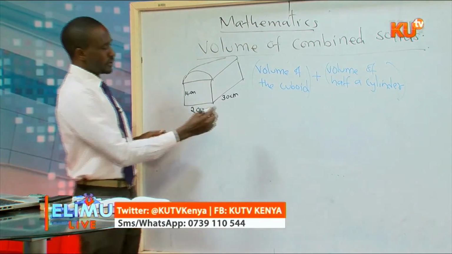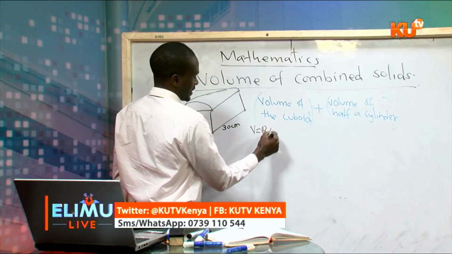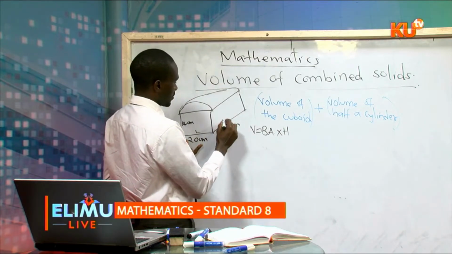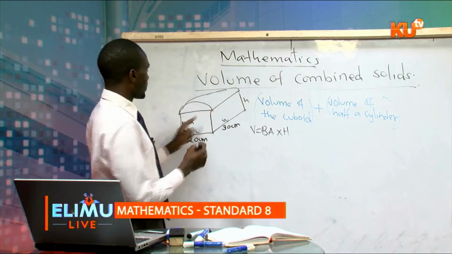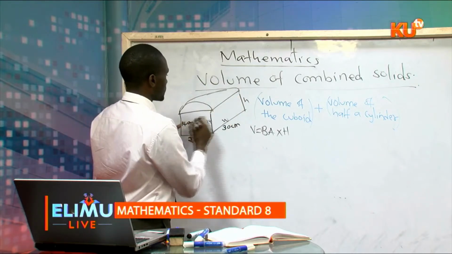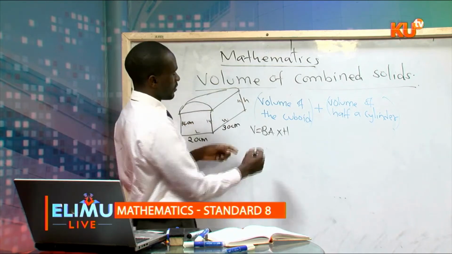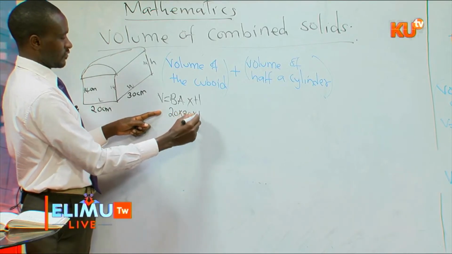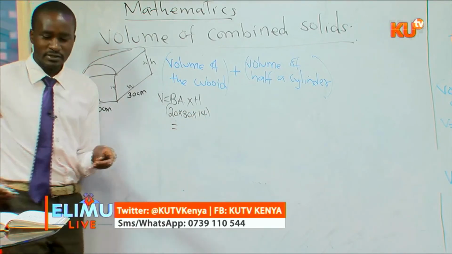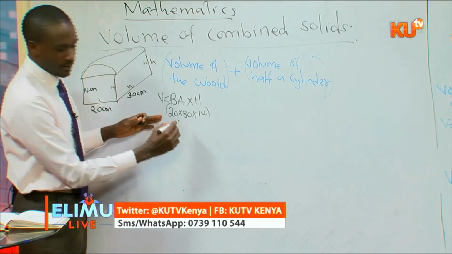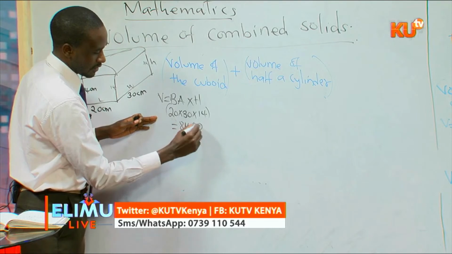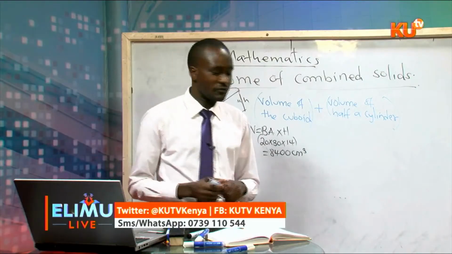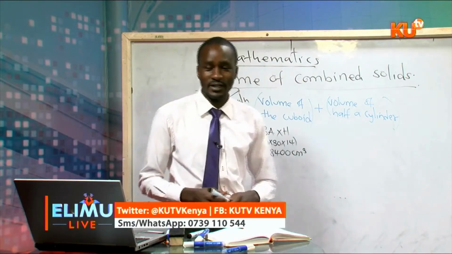Let's start with the volume of a cuboid. Volume is base area times height. Now for the base area, length is this one, width is this, and height is this. Now height is 14, because this is 14, this also 14. Now volume is 20 by 30 by 14. That gives us a figure like 8400 cubic centimeter.